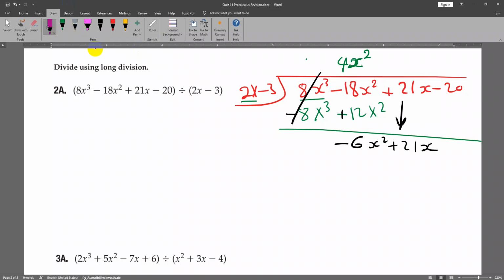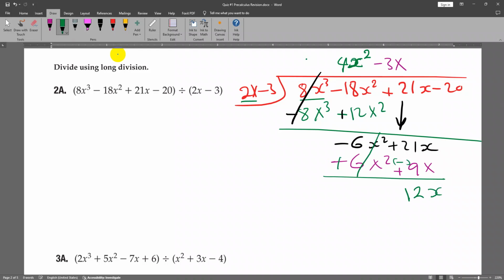Let's do it one more time. Let's divide. It will give you negative 3x. Let's multiply. Negative 6x squared plus 9x. Let's change the sign. Plus, minus. It's add, cancelled. It will give you 12x. Let's drop down the last term so that we can continue.